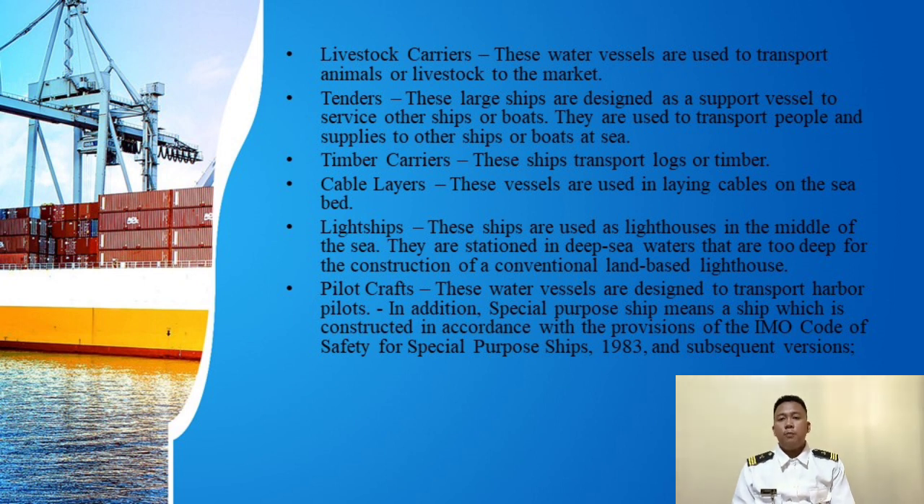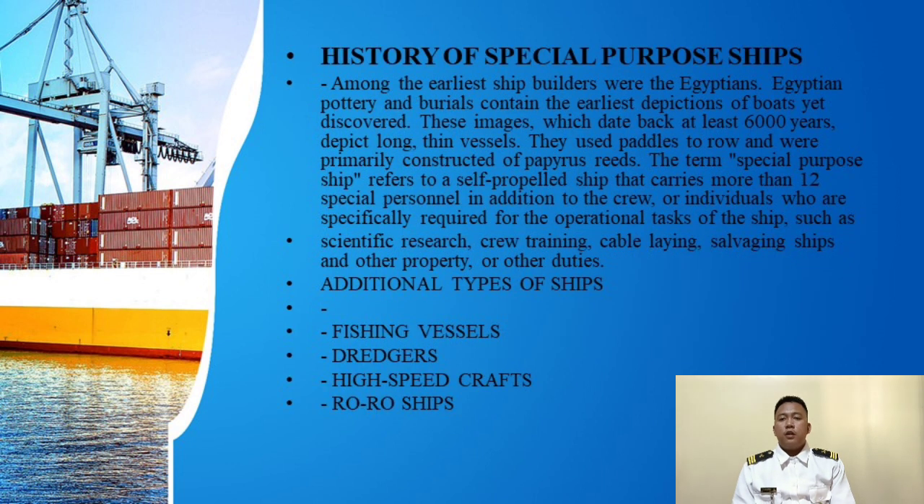In addition, a special purposes ship means a ship which is constructed in accordance with the provisions of the IMO Code of Safety for Special Purpose Ships 1983 and subsequent versions. History of special purposes ships. Among the earliest shipbuilders were the Egyptians. Egyptian pottery and burials contain the earliest depictions of boats yet discovered. These images, which date back at least 6,000 years, depict long thin vessels. They used paddles to row and were primarily constructed of fibrous reeds.